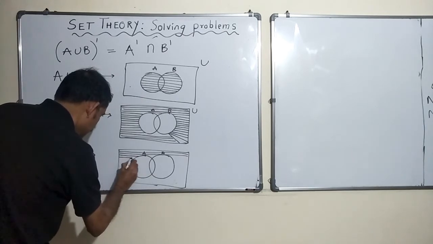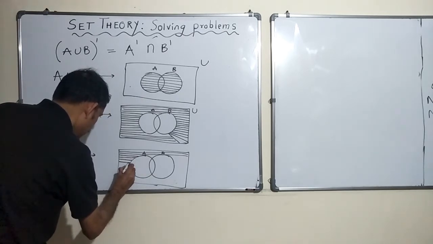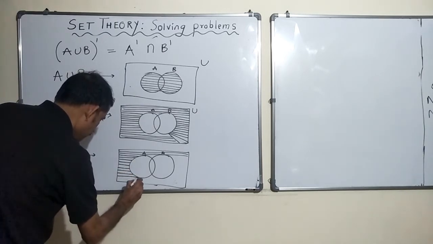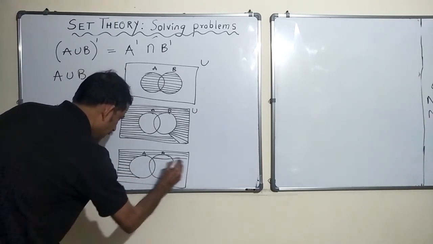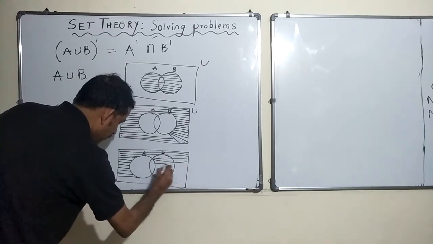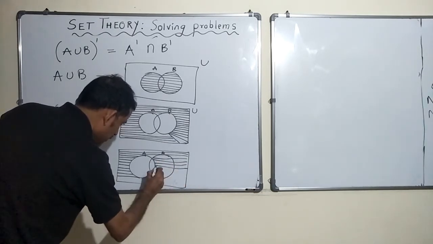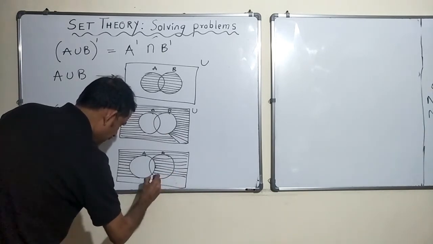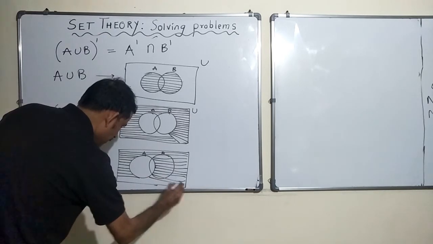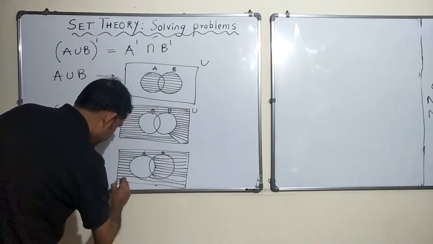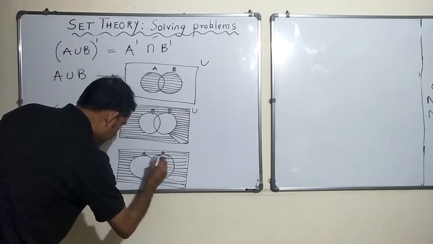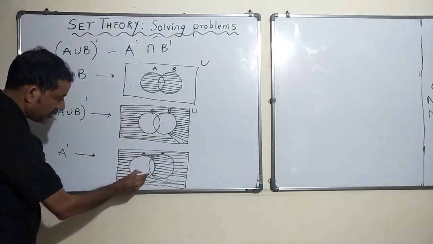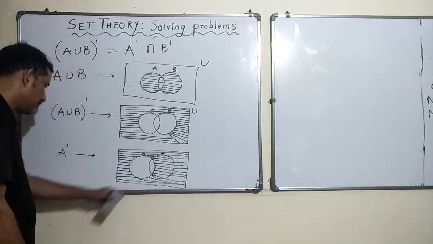So A dash is nothing but all those elements which are not in A, right. So these are not in A, okay. I am very careful to shade only outside the set A, which is circle A here in this case, right. It can lie in B, but it will not lie in A, that is all A dash, okay. So I hope this is clear. I just left this entire circle which is A without shading. Now this is A dash.